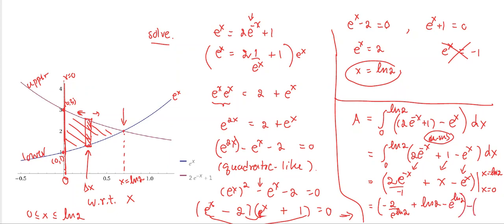And then the second one, replace with 0: negative 2 divided by e to the power 0, and then plus 0 minus e to the power 0. After you clean up everything, the answer will come out as natural log 2 as the final result, or the area bounded by this graph.